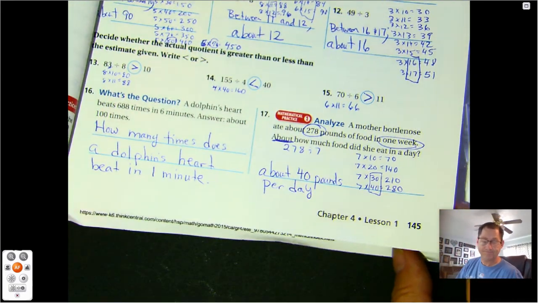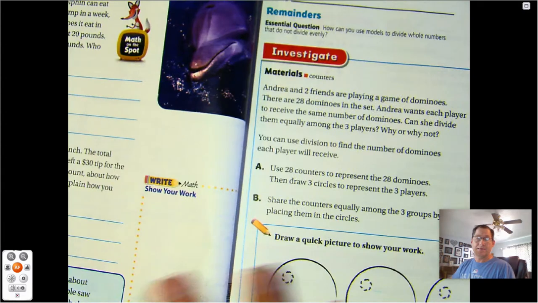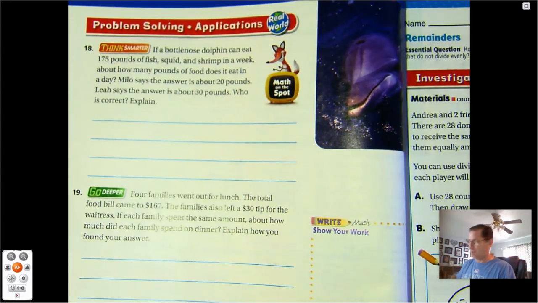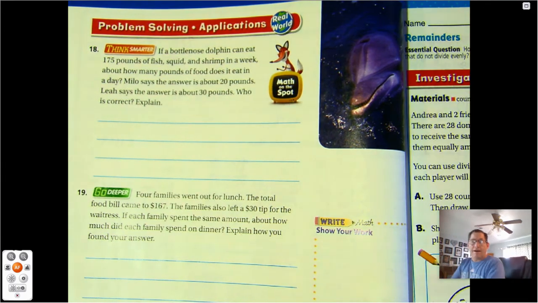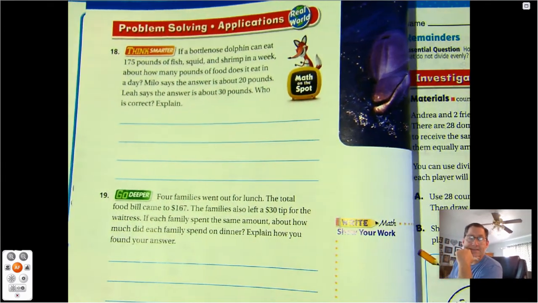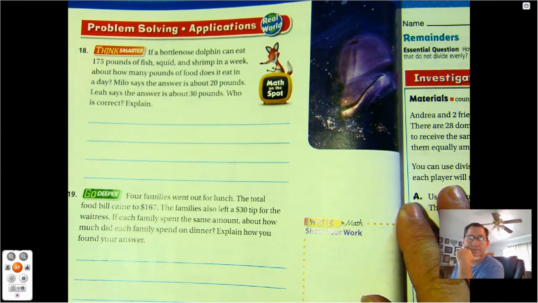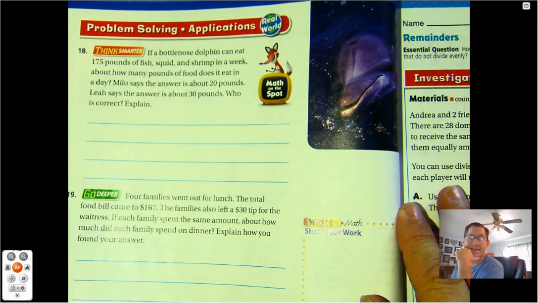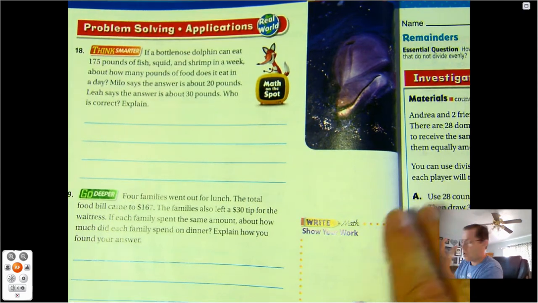All right, let's go to page 146. Number 16? No, that's 18. I know that. All right, if a bottlenose dolphin can eat 175 pounds of fish, squid, and shrimp in a week, about how many pounds of food does it eat in a day? Milo says the answer is about 20 pounds. Leah says the answer is about 30 pounds. Who is correct?